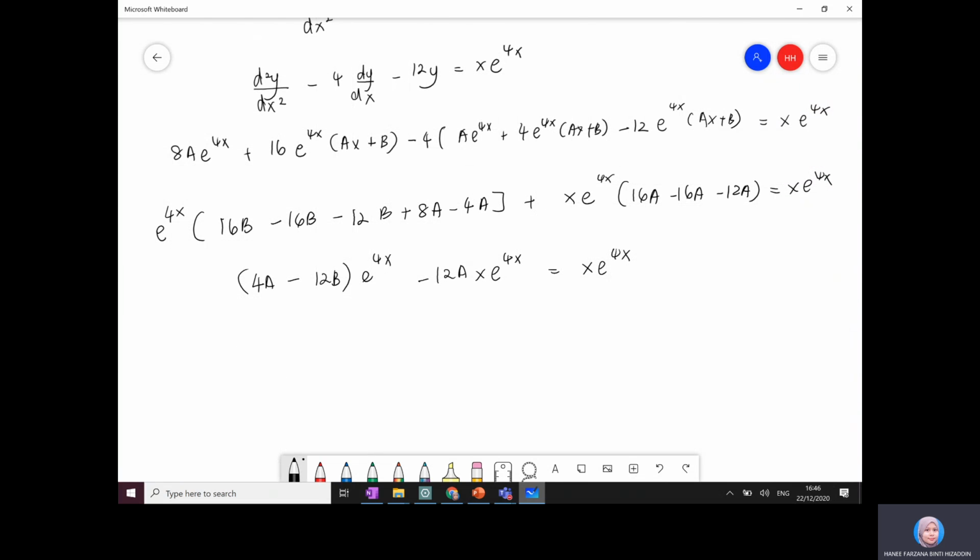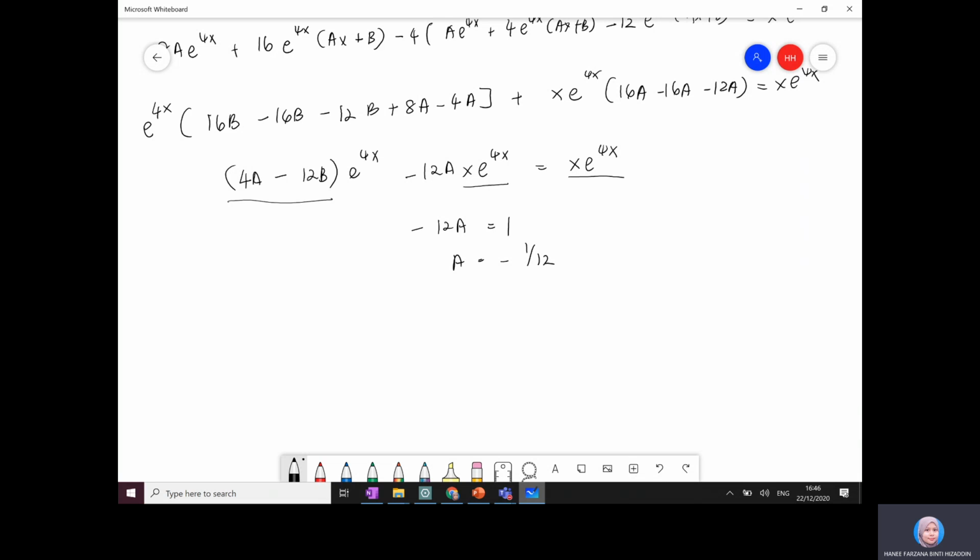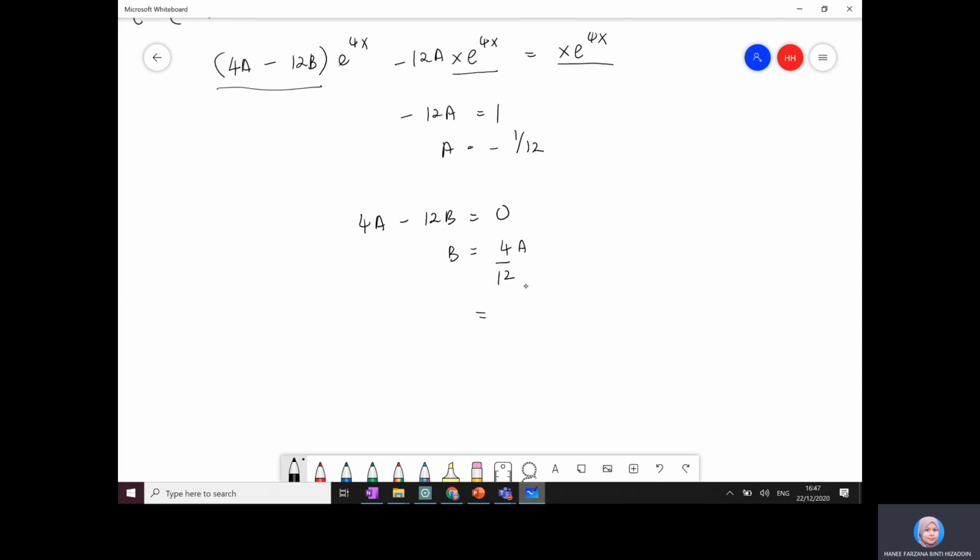Then I compare the coefficient. Well, since there's only x e^4x at the right hand side, I can only compare that directly. So negative 12a equals 1. So a is negative 1 over 12. And then this term here is equal to 0 since there is not any e^4x at the right hand side. So 4a minus 12b equals 0. And b is thus 4a over 12. And since a is negative 1 over 12, 4 over 12 times negative 1 over 12, b is negative 1 over 36.